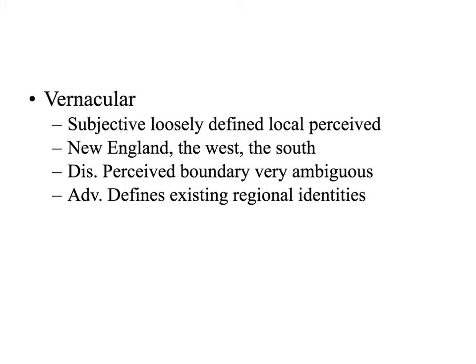Some people say the West comes all the way out to Texas and Missouri, and some people say it just includes maybe California and Arizona or something. So a disadvantage would definitely be perceived boundaries are very ambiguous. Nobody really agrees on where the lines are. And an advantage is that it defines existing regional identities. The West and the South and New England all have their own culture.